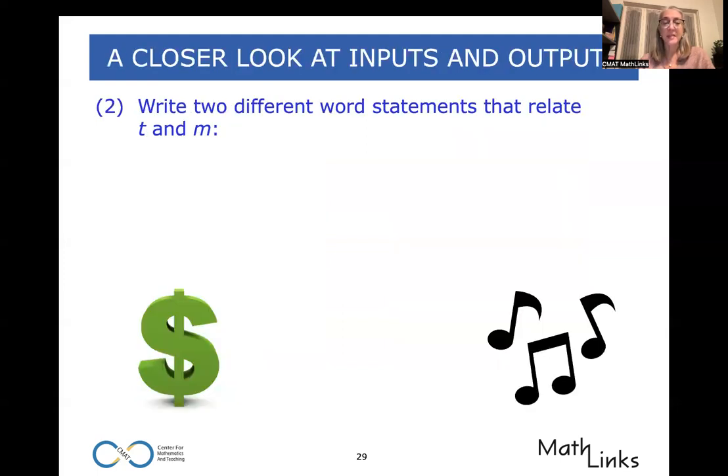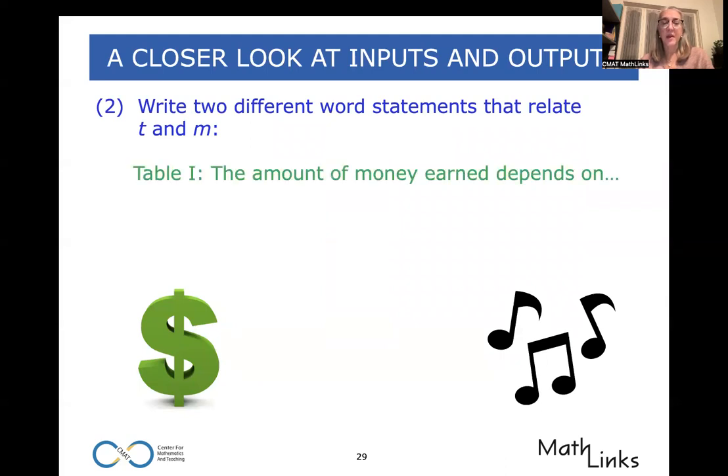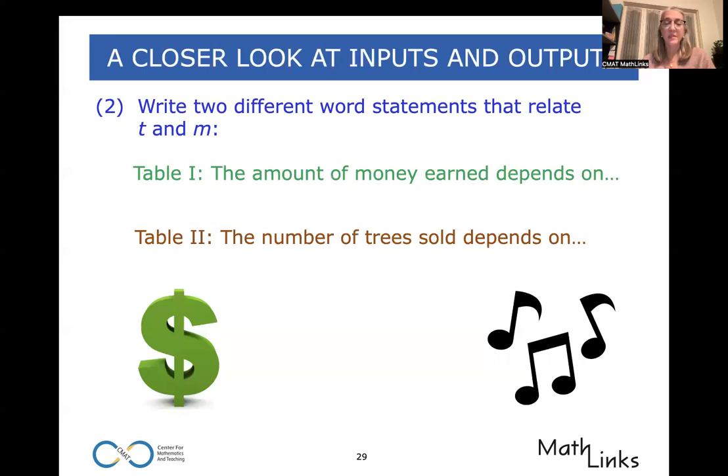On this slide, we pose sentence starters for each table and discuss. For the first table, the amount of money earned will depend upon how many trees are sold. In this case, the trees are the independent variable and the amount of money is the dependent variable. In the second table, this may seem less obvious. We might think about a fundraising goal in such a way that the number of trees we want to sell depends upon the amount of money we want to earn. In this case, the amount of money is the independent variable and the number of trees is the dependent variable.